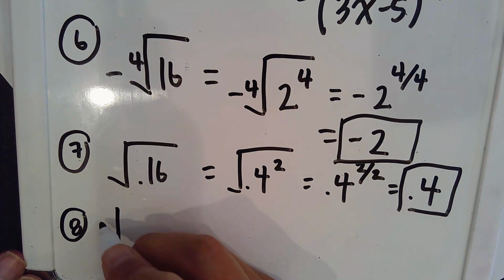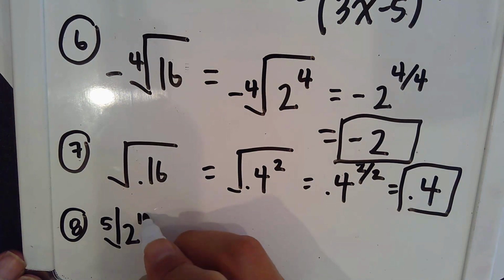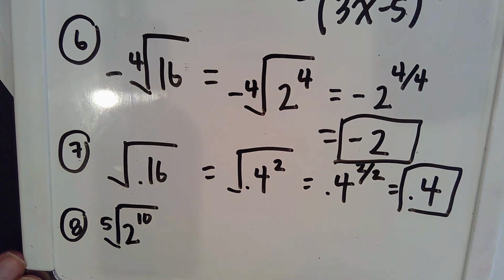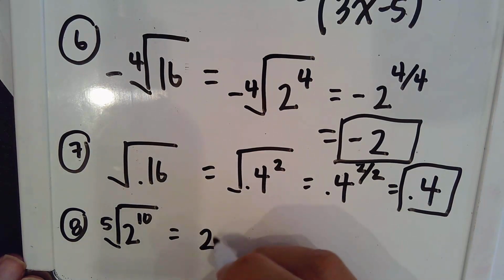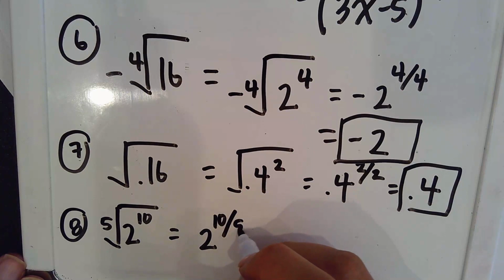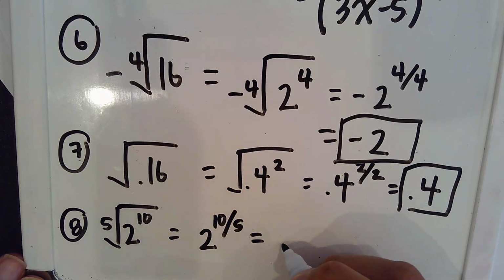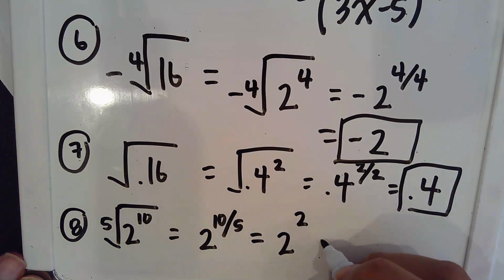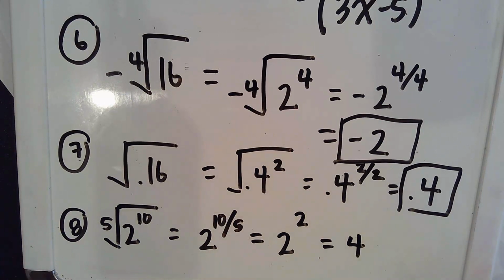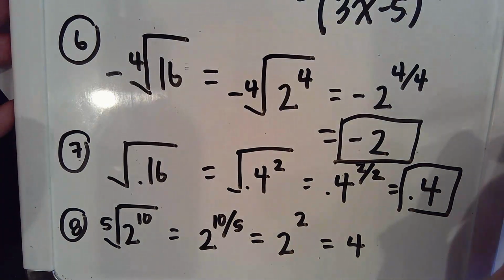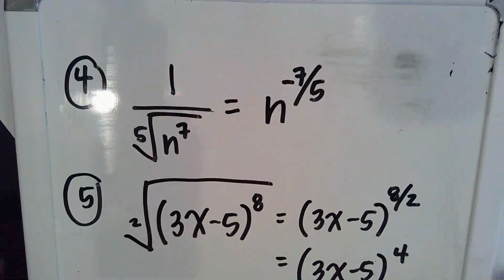Alright, what about this one? The 5th root of 2 to the 10th power. So this is going to be 2 to the 10th divided by 5. 10 divided by 5 is a 2. So 2 squared gives you a 4. Okay. Alright, we got a few more to do. Let's do a few more.